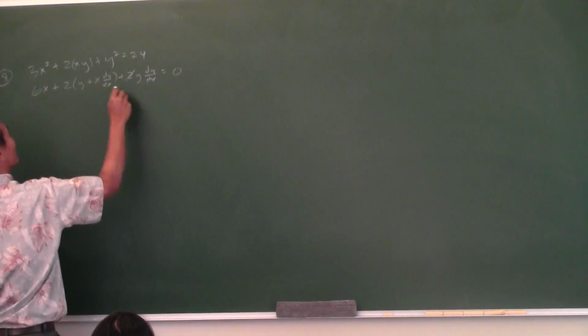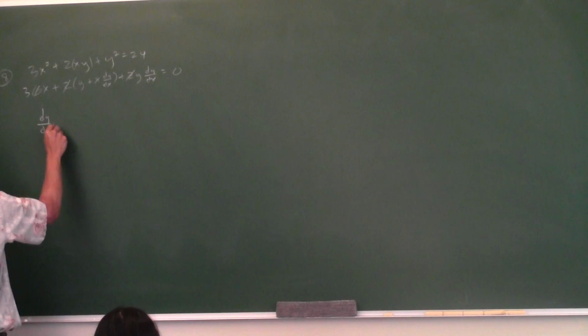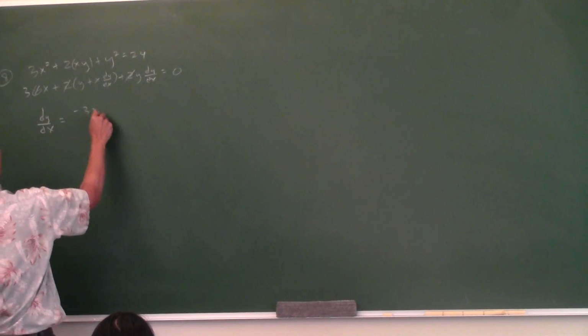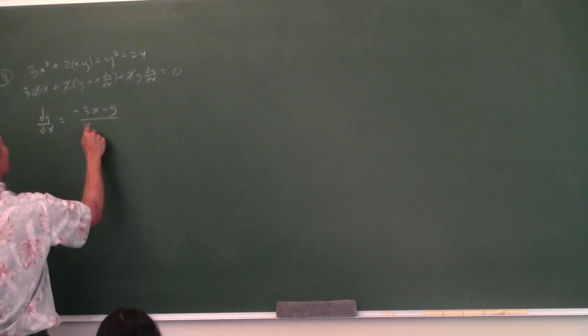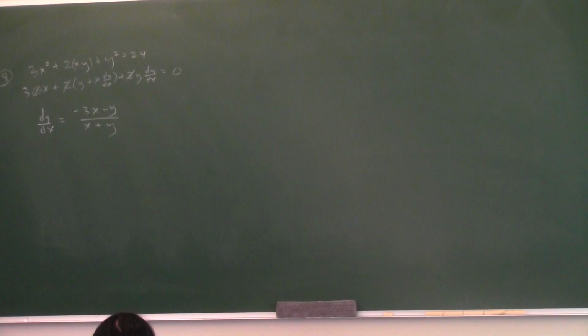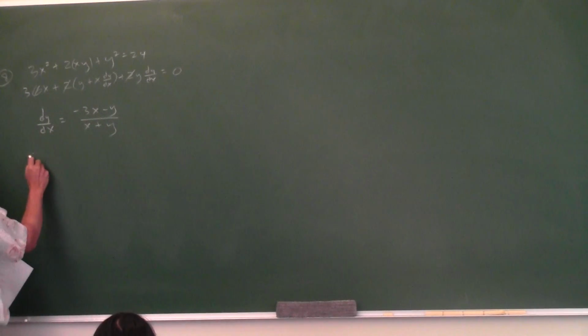I'm gonna divide by 2 now. And I'm just gonna write the answer because I did this yesterday. So dy/dx equals negative 3x minus y over x plus y. Did I do that correctly? Is that the same thing as yesterday? Okay, that's part A. No, we didn't even do part A.